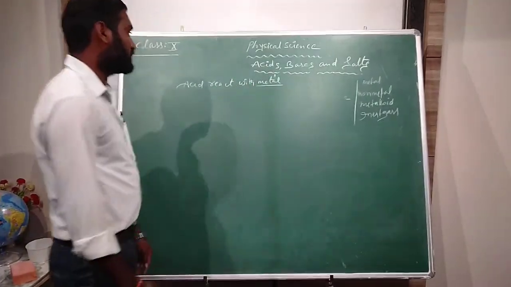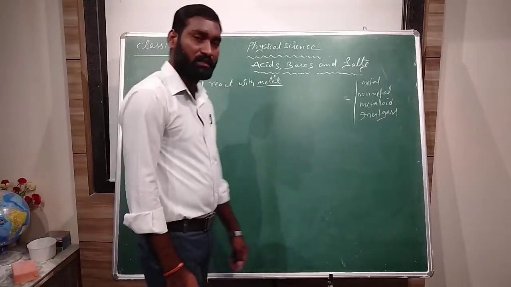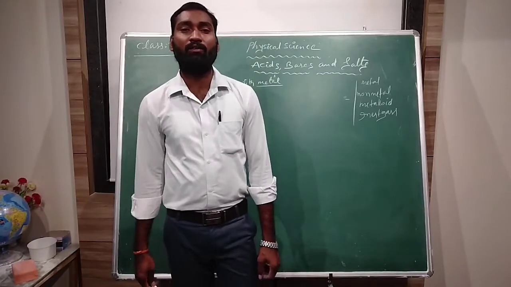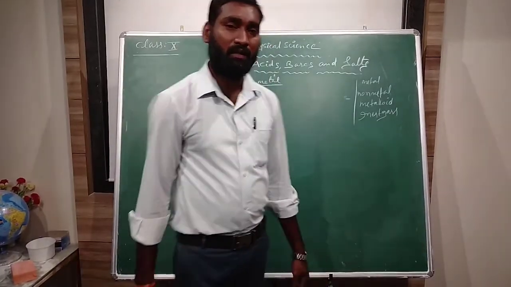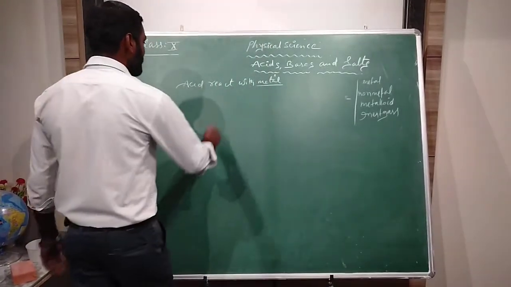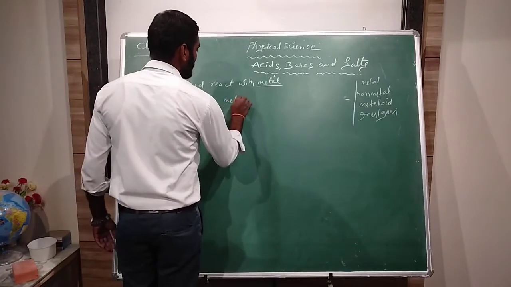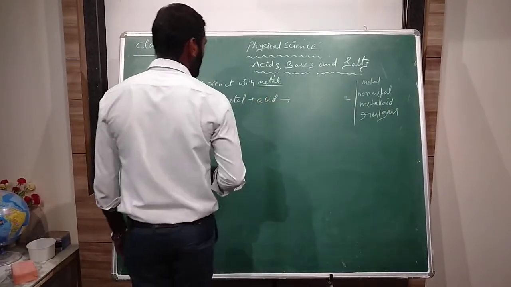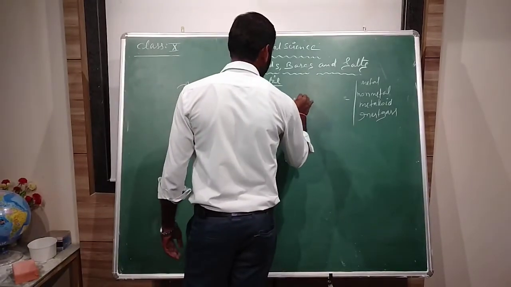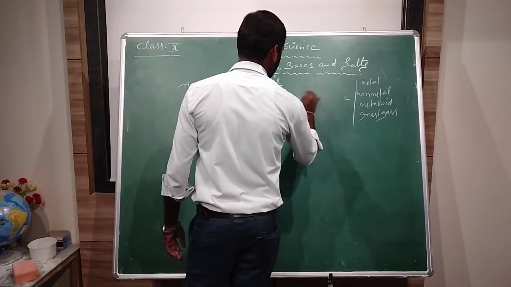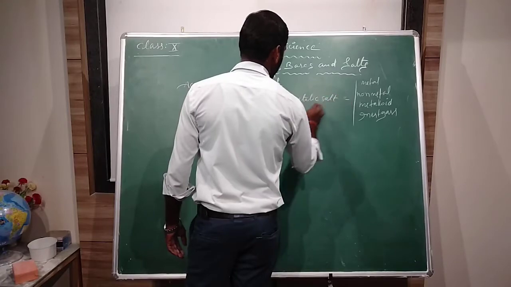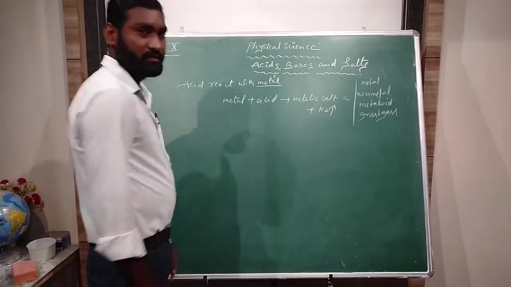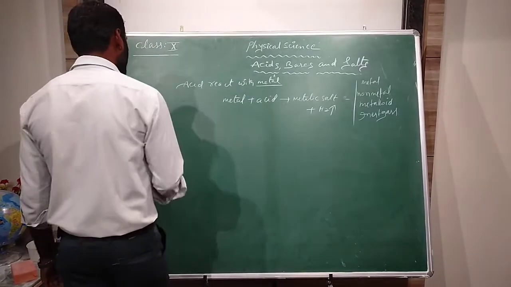The best example we already discussed in the previous lesson: zinc granules react with hydrochloric acid. What will happen? Any metal that reacts with an acid releases a metallic salt plus hydrogen gas. So we have the best example.